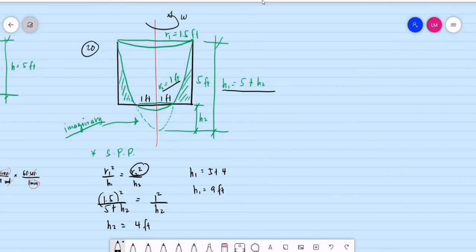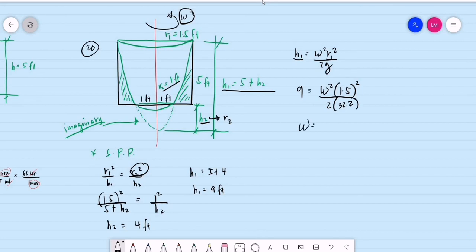So we may use h sub 1 equal to angular velocity squared r1 squared divided by 2g. If I'm using h1, I'll be using r1. If we are using h sub 2, then we should use r sub 2. It will give the same angular velocity. So our h sub 1 is 9 feet equal to the angular velocity squared multiplied by radius 1, that is 1.5 squared, divided by twice of 32.2. So let's have the angular velocity.